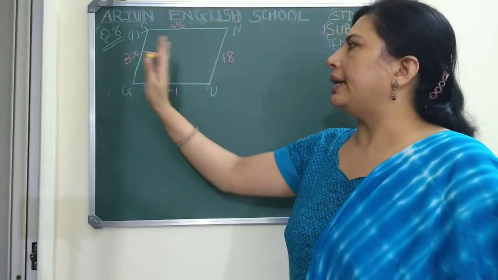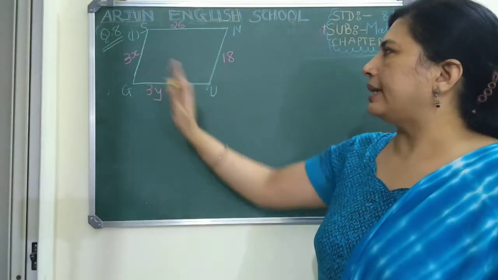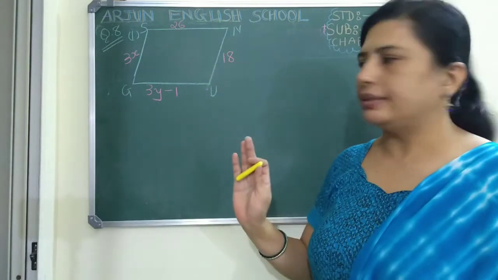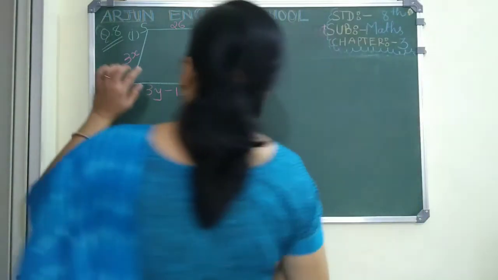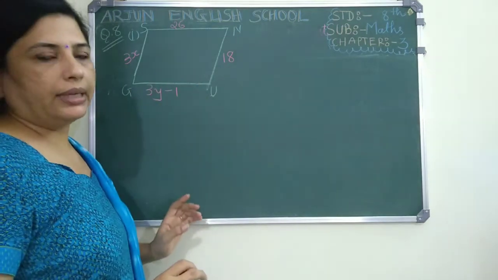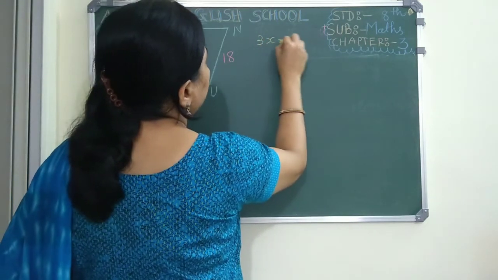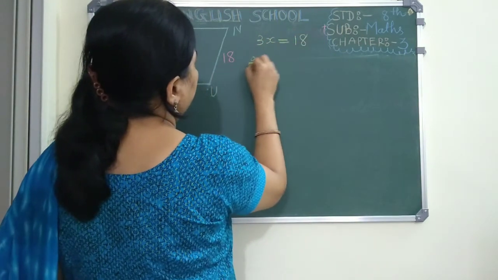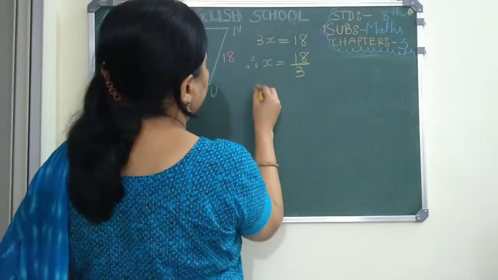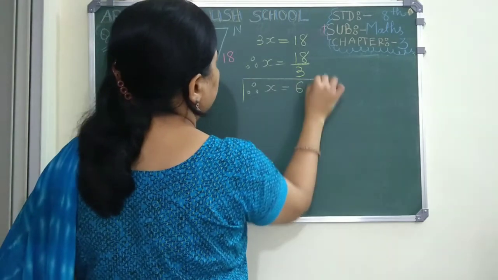In this question number 8, we have to find out the value of x and y. Here we are having measure of sides. So, we can write that 3x is equal to 18 because opposite sides are equal for a parallelogram. So, 3x is equal to 18. Therefore, x is equal to 18 divided by 3. Therefore, x is equal to 6.